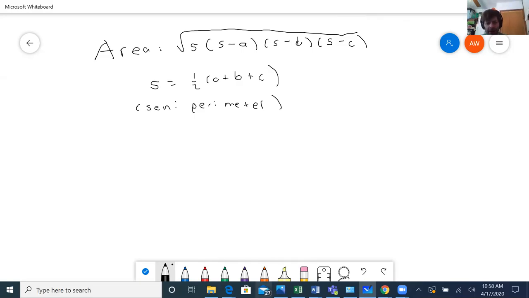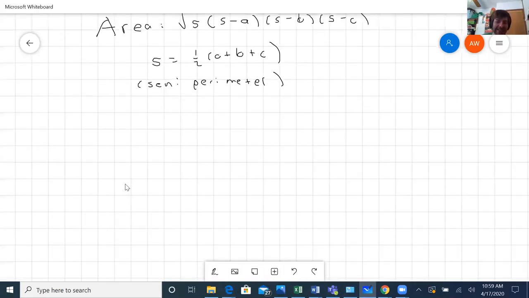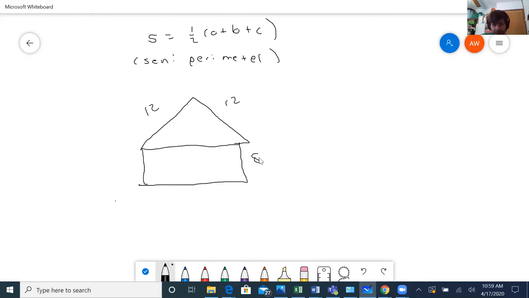Okay, so they give us a problem here. I want to find the area of this house looking thing. Oh, it's a home plate in baseball. It looks like a house to me. Let's see. Okay, so they say that's 12. They say that's 12. And that's 17, which I guess means this is 17 too. So we're going to split this up into two things. I'll call this one A1 and I'll call that one A2.